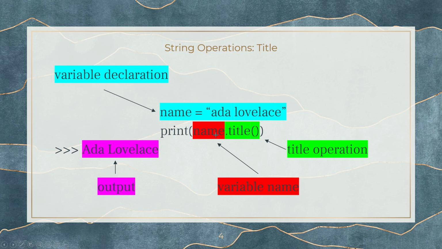So normally if we print out just name, we give Ada Lovelace lowercase. In our case, since we put .title in front of it, our operator, as you can see, our output is Ada Lovelace, except the first word, Ada, the A is capitalized, the first letter, and of the second word, the first letter, the Lovelace, L is capitalized.